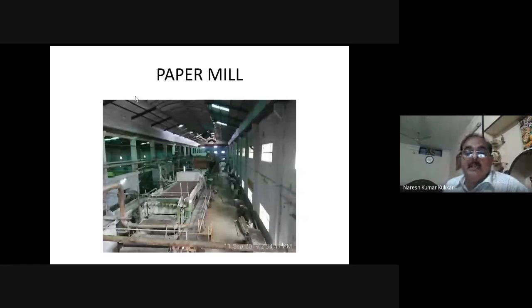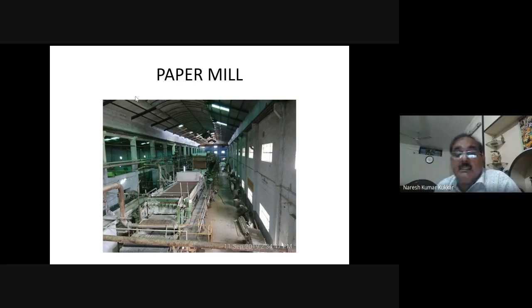Then comes the paper mill. This is an actual example of a paper mill in UP. It's in a very bad condition. I have other examples also, but the picture was taken of this one. So this is a paper mill.